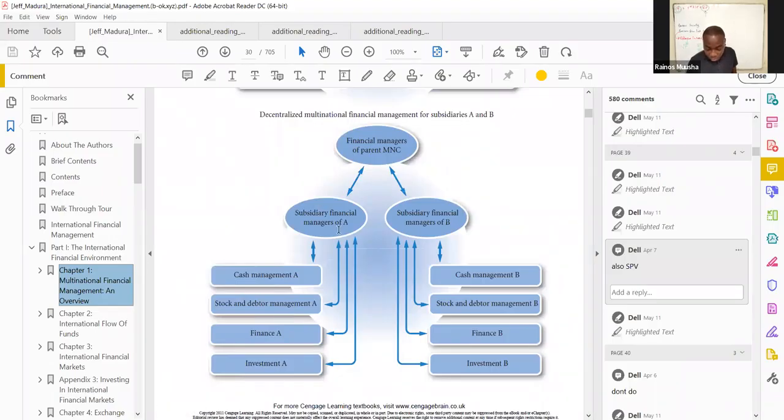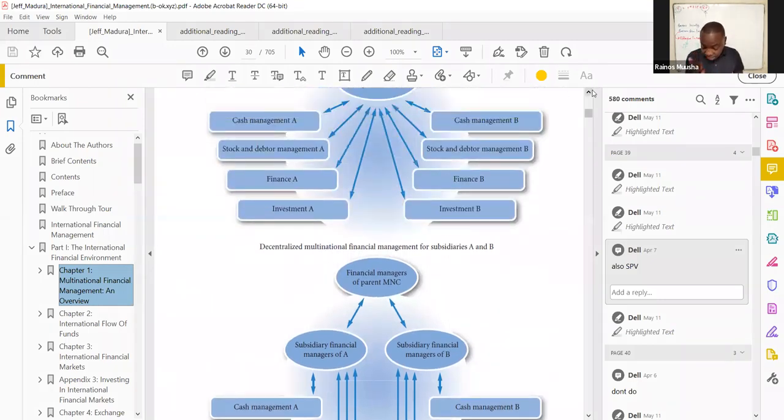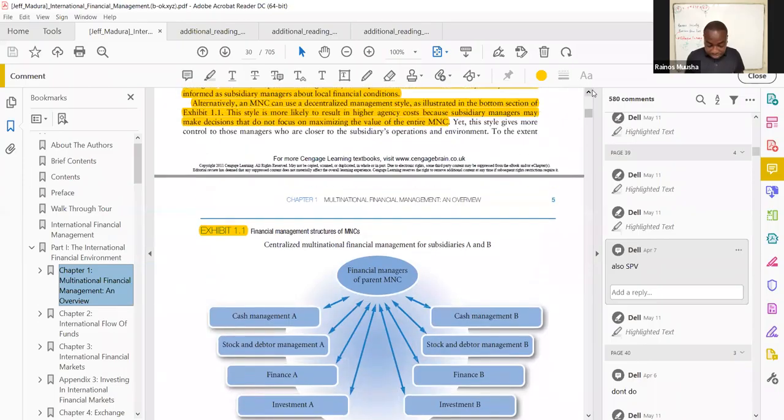Then with the decentralized system, this is where we are saying all these different departments are reporting to the manager who's going to be overseeing, for example, subsidiary A. And for subsidiary B, all these departments are going to be reporting to a manager who's going to be overseeing subsidiary B. Then these managers now are the ones who are going to be communicating with the manager from the what? Parent company.